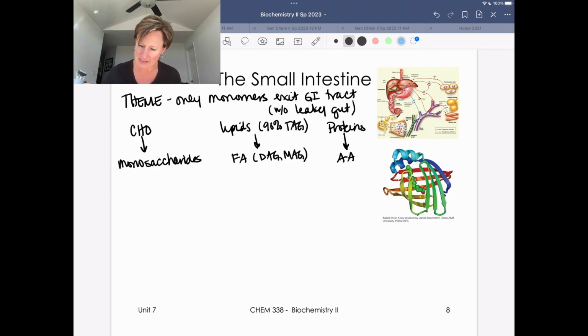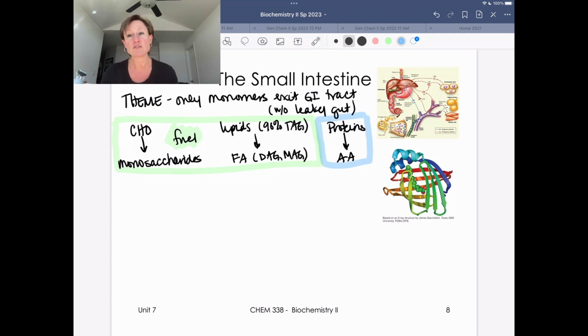So I'm going to compartmentalize these. These, again, are 3 molecules we know we can use for fuels. Okay, but carbohydrates and lipids are meant to be fuel molecules. Okay, proteins, on the other hand, are not meant to be fuel. Okay, they are meant to be building blocks.